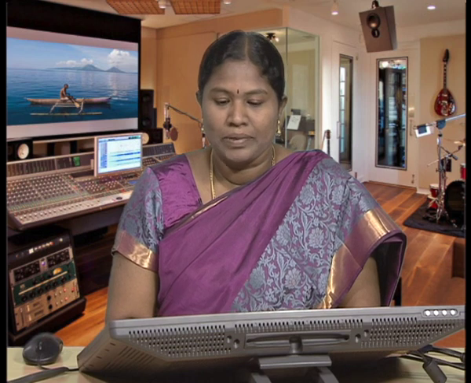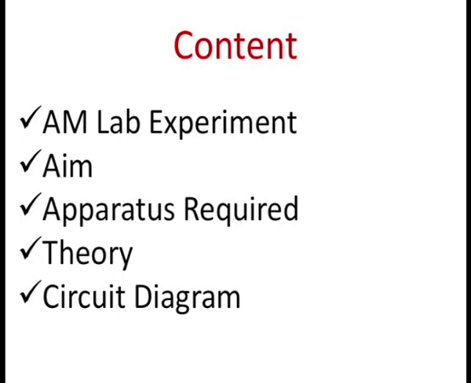Welcome to the UGC lecture series. In this episode, we are going to see the AM modulation lab experiment, how we are going to set up the experiment and measure the values in a lab. The content of this flow is we are going to see the basics of amplitude modulation in the lab, the aim of this experiment, the apparatus required for doing this experiment, the theory, and the circuit diagram.